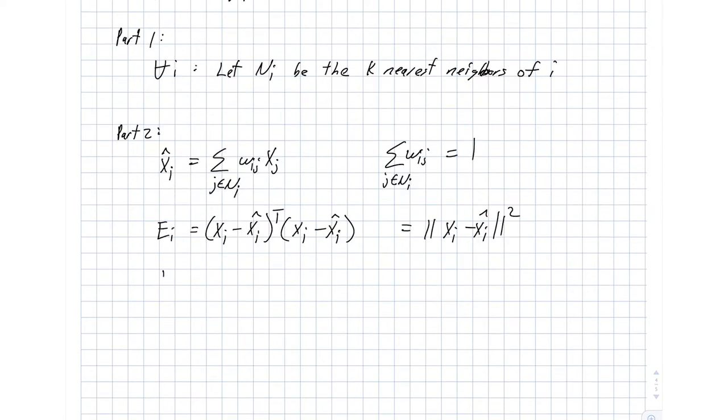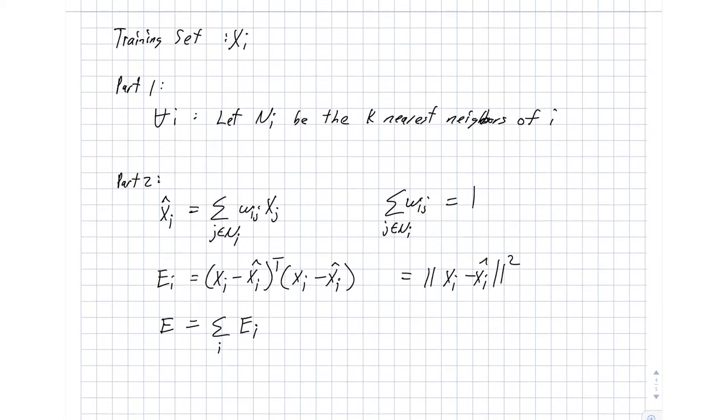And the full cost function is defined as the sum over all possible i's of our Ei's. So we're going to use this cost function to select our Wij's. And as it turns out, this Wij for a given i only affects Ei. It doesn't affect any of the other samples. So whether we try to minimize this global cost function or the individual cost functions, one for every sample, it doesn't matter. We end up with the same result.